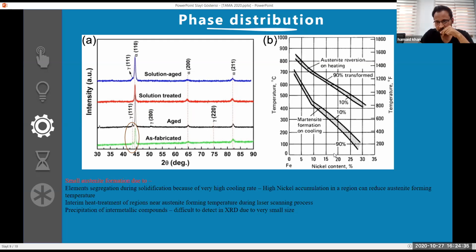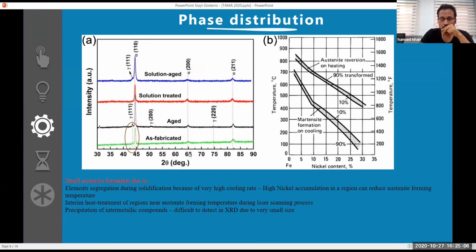Here we are having 18% nickel. During the cooling, when the cooling rate is very high, material starts segregating towards the grain boundaries. As a result, some phases like austenite can form. For example, if the concentration of nickel or other alloying element increases, the austenite forming temperature can reduce from here to here. So you can see more austenite can form due to elemental segregation. That is why we see some austenite formation here.